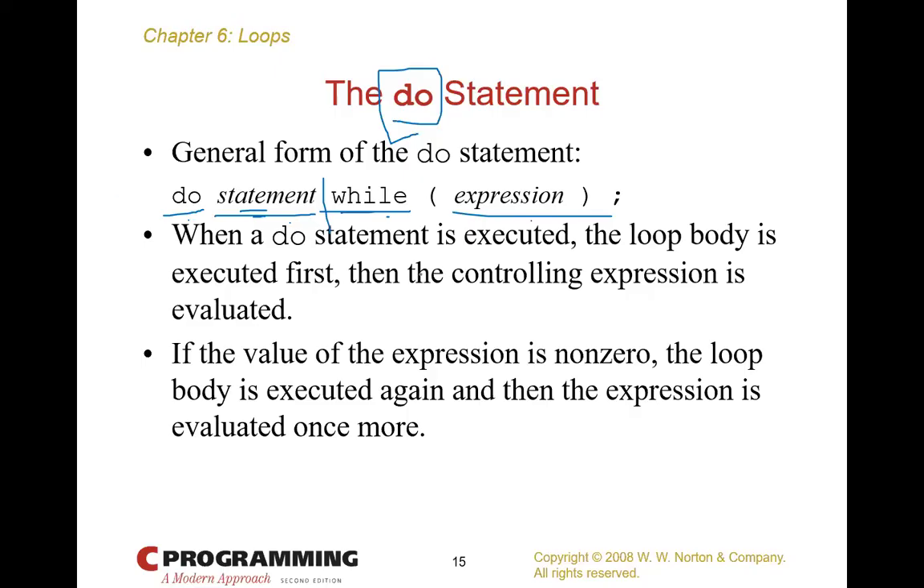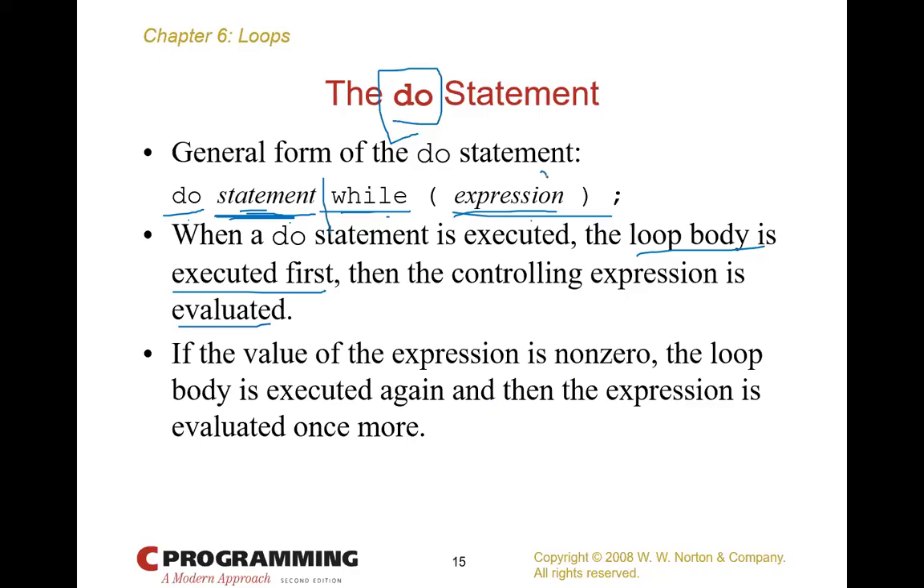So when the do statement is executed, the loop body is executed first. What is the loop body? This statement. Then the controlling expression is evaluated. If the value of the expression is non-zero, the loop body is executed again.